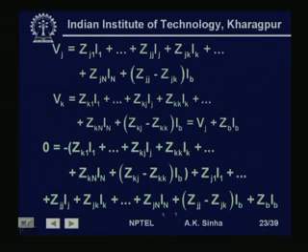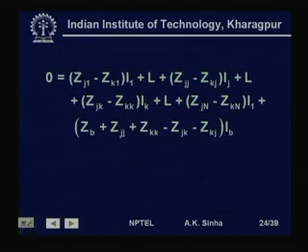So, plus Vj plus Zb into Ib. So this is what we are going to get: 0 is equal to this much. This again we can combine the terms of currents I1, I2 and so on separately.